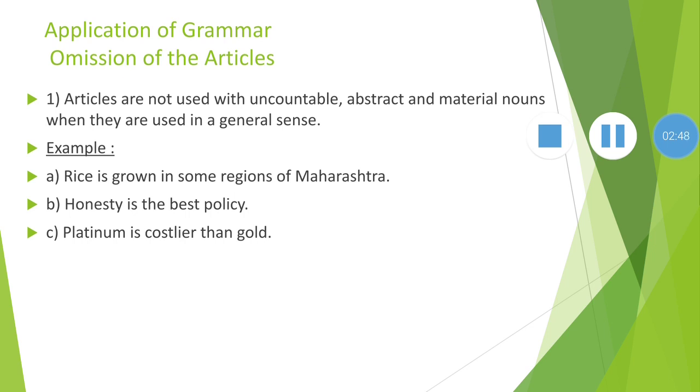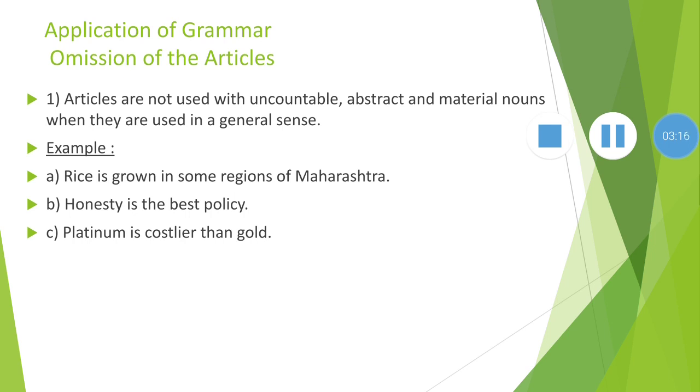Number 1: Rice is grown in some regions of Maharashtra. In this example, rice is a material noun which indicates a common or general sense. That's why we delete the article. We do not use any article, a or the, before the noun rice. So there is omission of article in this example.